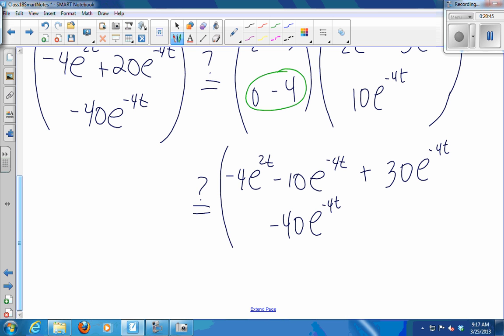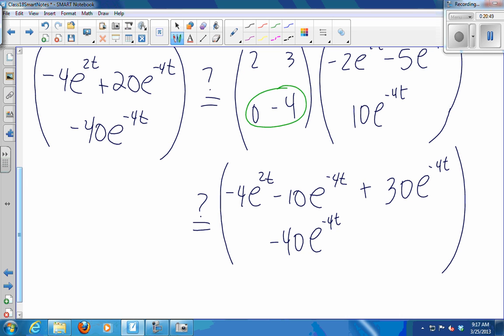Okay, so this resulting vector, does that equal the derivative vector on the left-hand side of the equation? It does, because this term and this term combine to make our 20 e to the negative 4t.